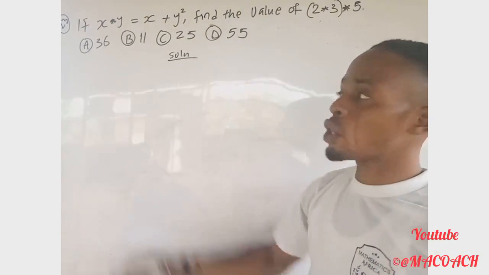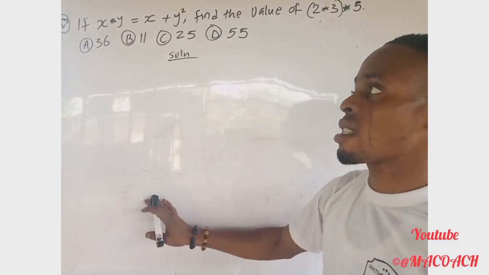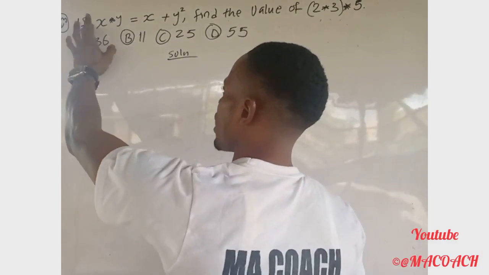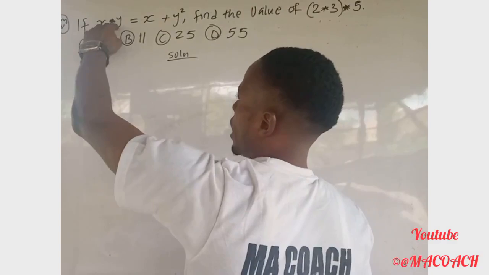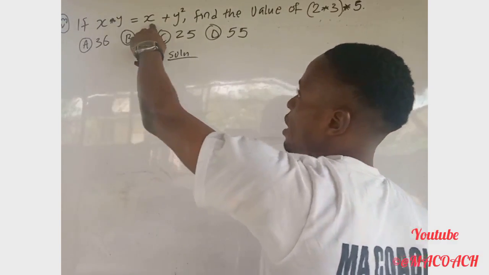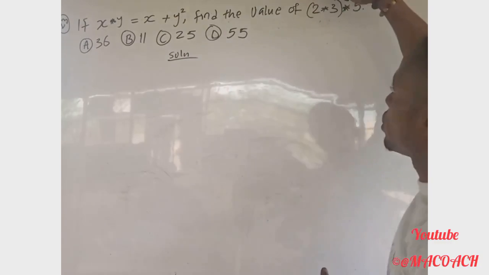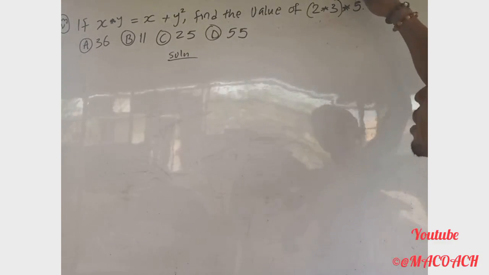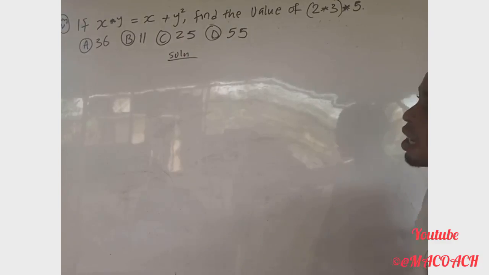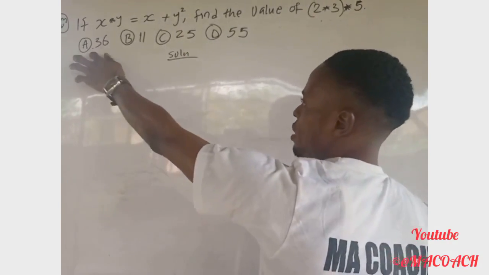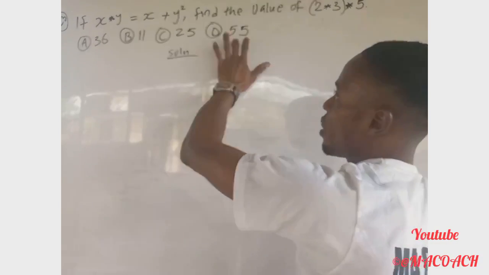Okay, this question 23 of today's class. So this question 23 said that if s star y is equal to s plus y squared, find the value of 2 star 3 close bracket star 5. Okay, so we have the options here. We have 36, we have 11, we have 25, we have 55.